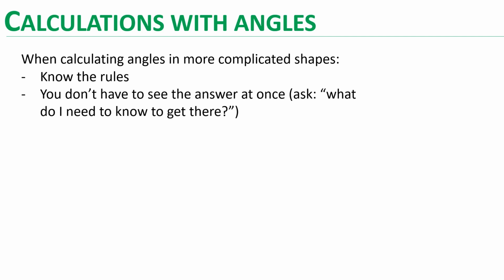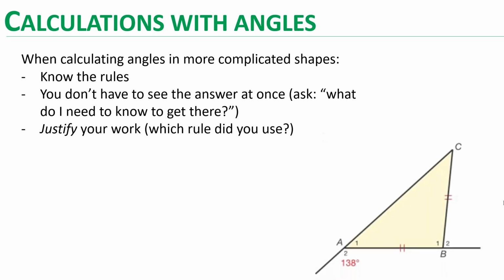That doesn't mean that you have to see the entire solution at one glance, and usually you will not. What I often find very useful is to work backwards from the question. They want me to calculate this, so what do I need to know in order to get there? Once I see that I have a path to the solution, I start writing down my steps. I'll need to justify those steps, which means that I mention briefly which rules I used. Let's look at an example.